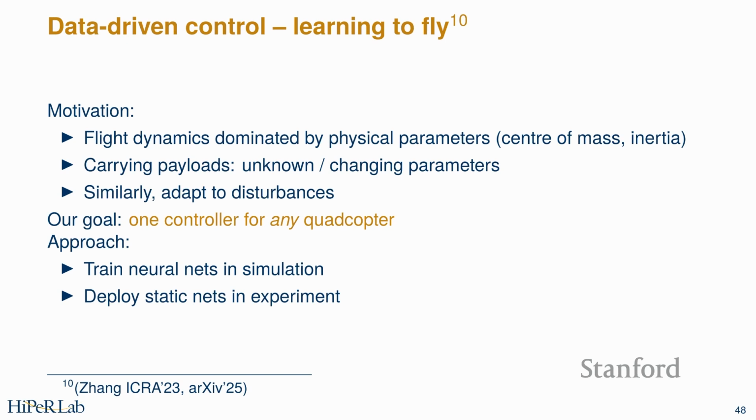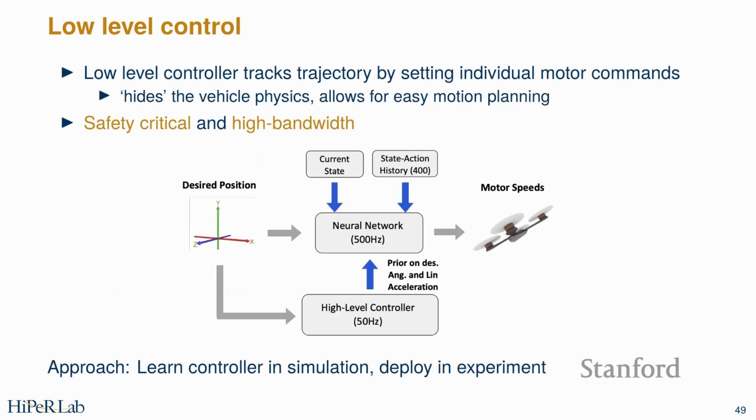We do this in simulation, we train the system, and then we deploy something in experiment. And I want to briefly describe how we do this. The idea is to create this low-level controller that effectively commands the motors and tracks some high-level controller commands. The idea is, if I can do this, I know how to do motion planning for quadcopters.